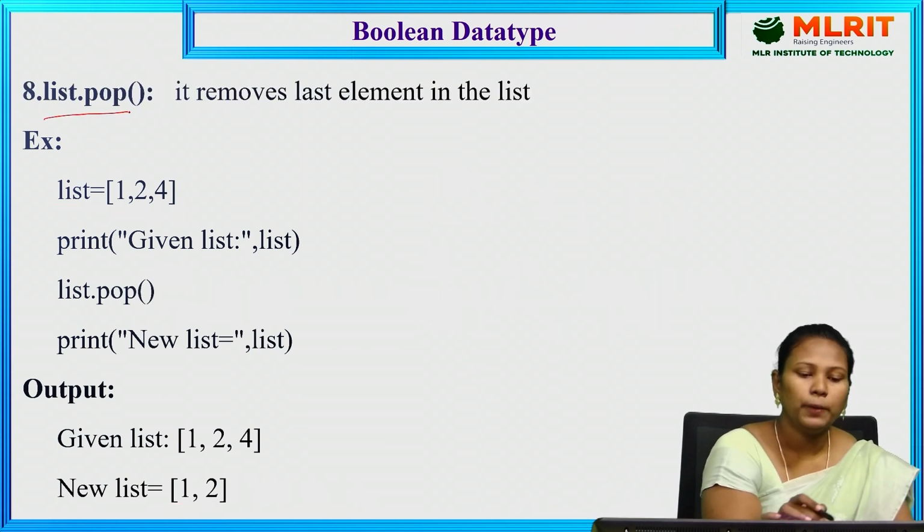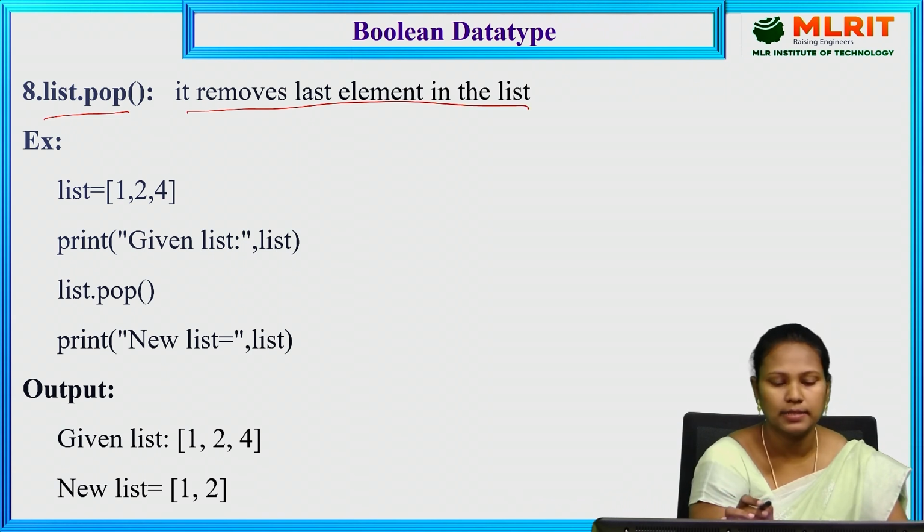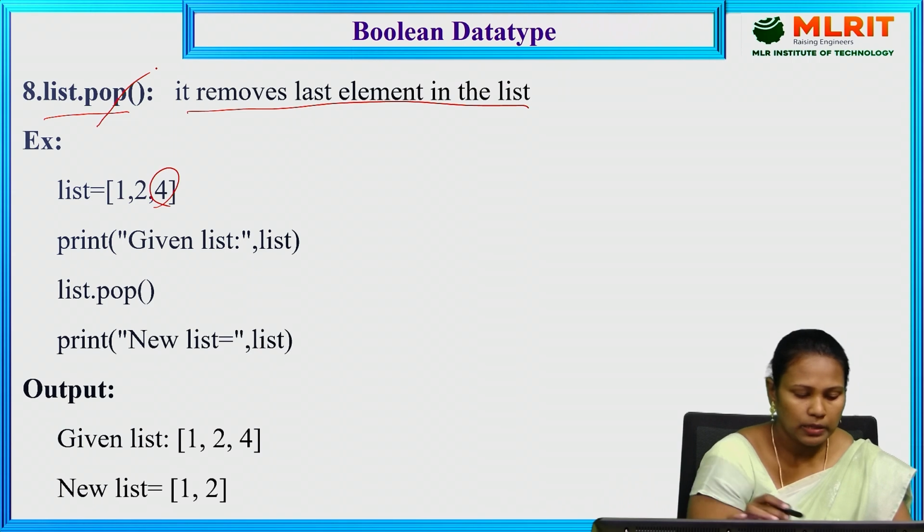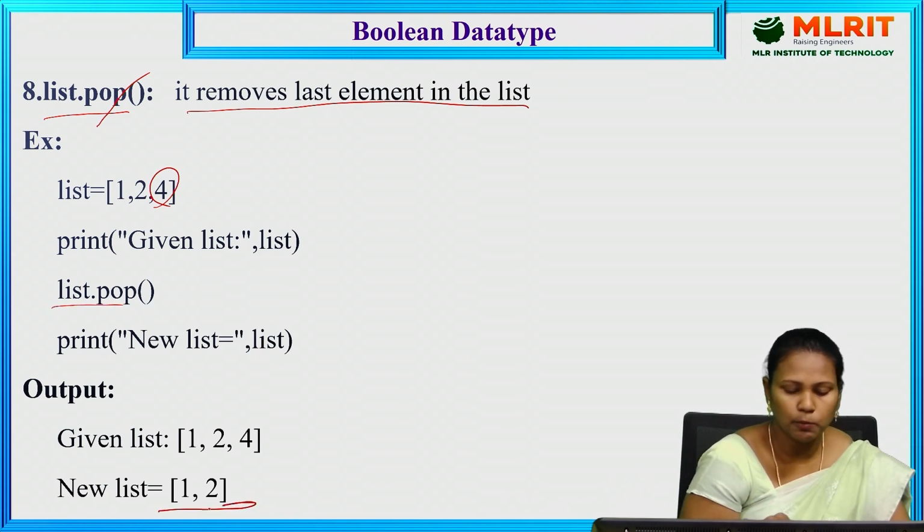List dot pop removes the last element in the list. So if you want to remove the last element, we use the pop function. List dot pop means it removes the last element.